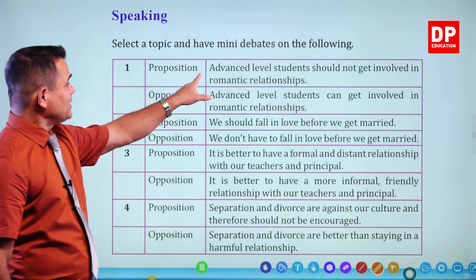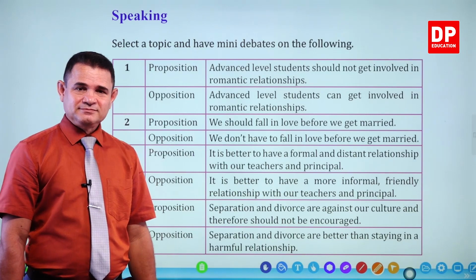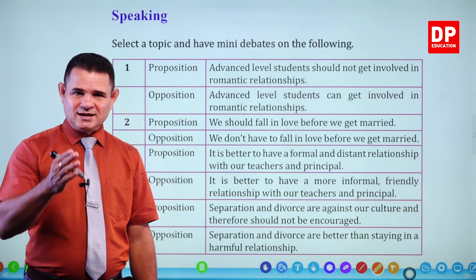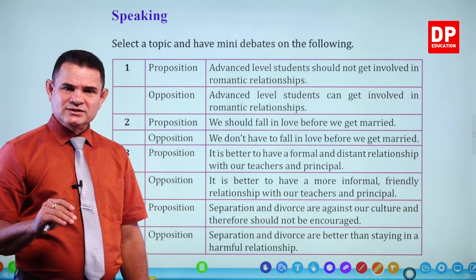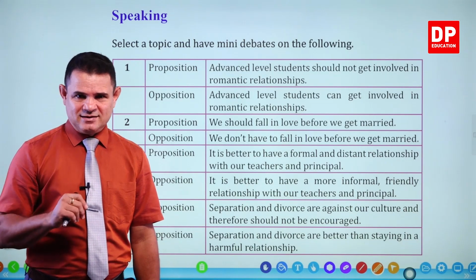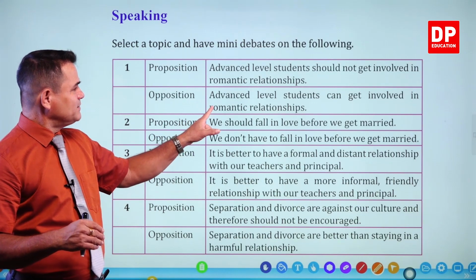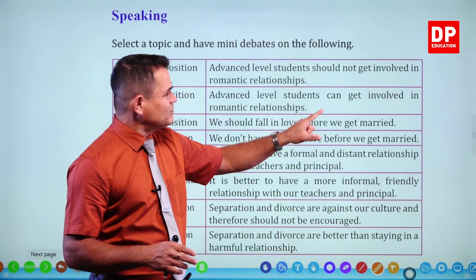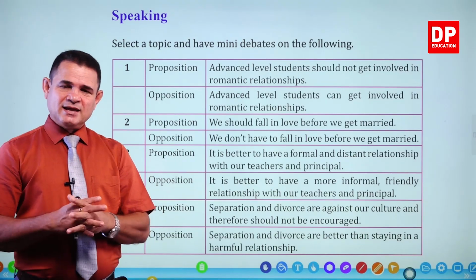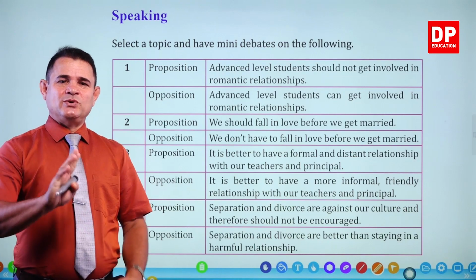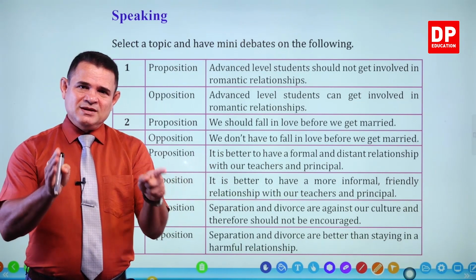So then one team says, advanced level students should not get involved in romantic relationships. Advanced level students, like you, A-level students should not get involved in romantic relationships. The other team says advanced level students can get involved. This is should not get, this is can get. So then there are two sides, two teams. Then you can have debate.